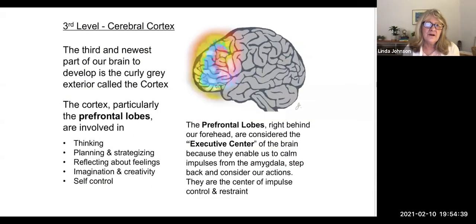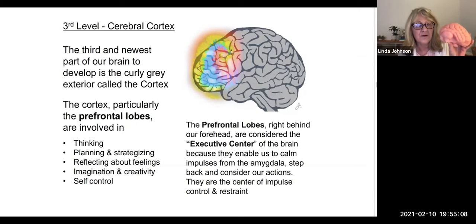So the third level, again, is the prefrontal lobes. Now this rest part of our brain here, the curly gray matter, it's pink on this one, but there's the rest of this curly gray matter. Here's the front. This is the prefrontal lobes behind the forehead. And the rest of this is devoted to senses, vision, and being able to move. So vision, and then the sensory motor cortex is there. Other animals have a cerebral cortex like this, but they don't have as large of a prefrontal lobe.